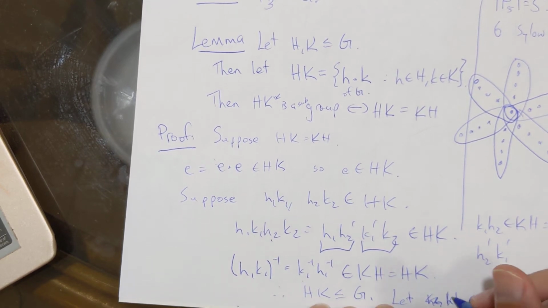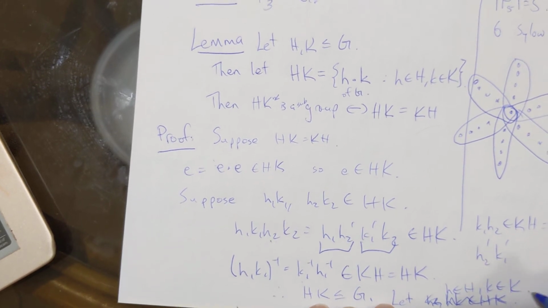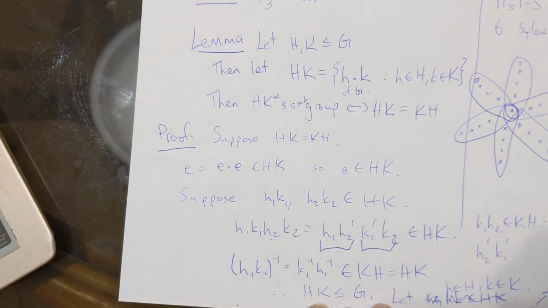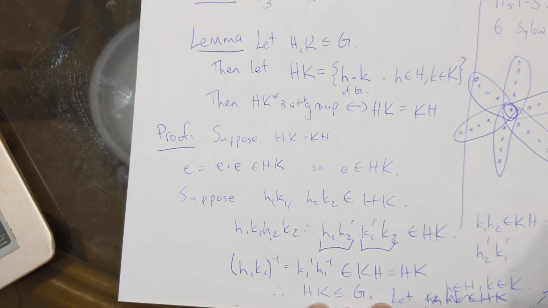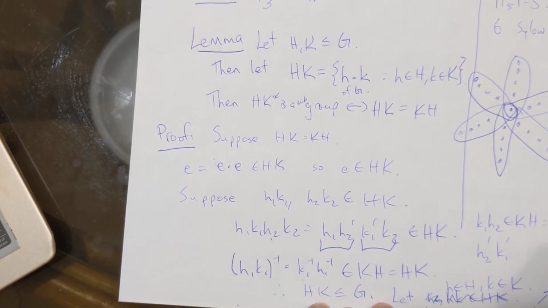I guess what we should say is that let h be in H and k be in K. And then this tells you that kh, well, k is in HK, h is in HK, so k times h is in HK. And what this says is that KH is contained in HK.